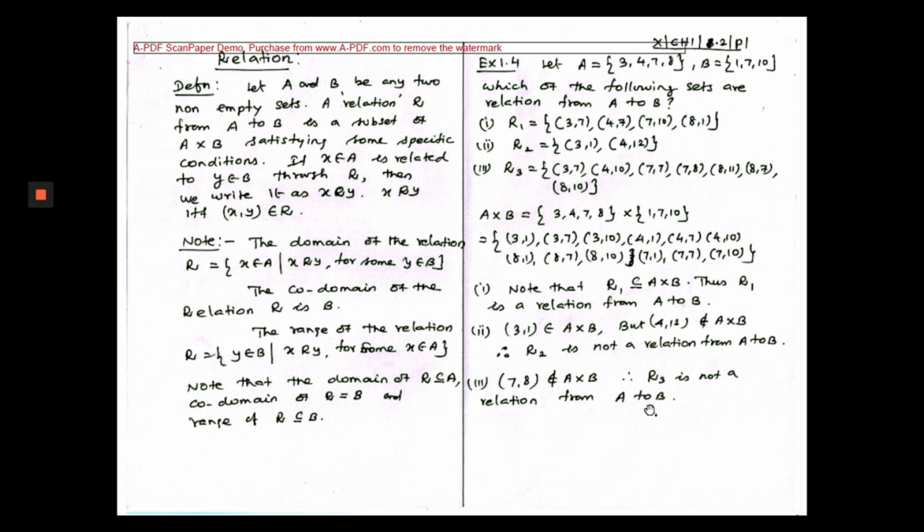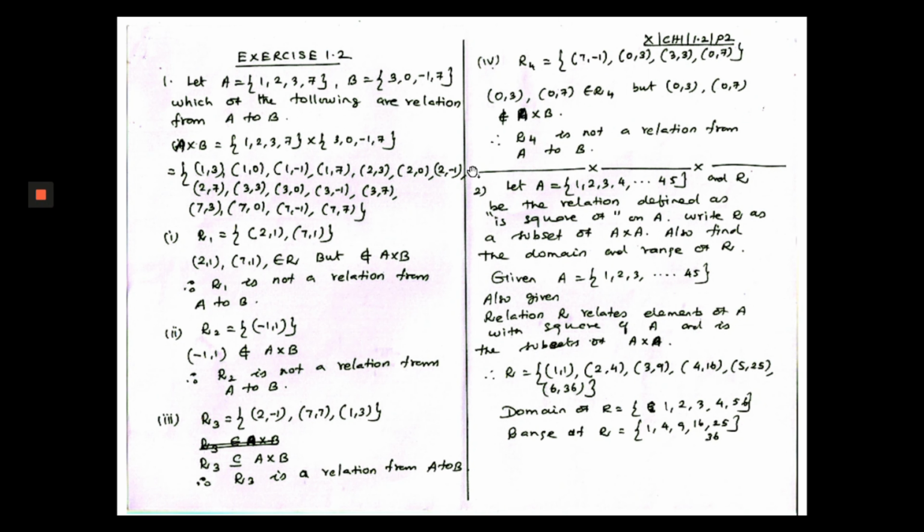So hereafter, if R1, or R, the relation, is a subset of A cross B, then we can say that R1 is a relation. Next, exercise 1.2. Let A = {1, 2, 3, 7}, B = {3, 0, -1, 7}. Which of the following are relations from A to B? A cross B = {(1, 3), (1, 0), (1, -1), (1, 7), (2, 3), (2, 0), (2, -1), (2, 7), (3, 3), (3, 0), (3, -1), (3, 7), (7, 3), (7, 0), (7, -1), (7, 7)}.